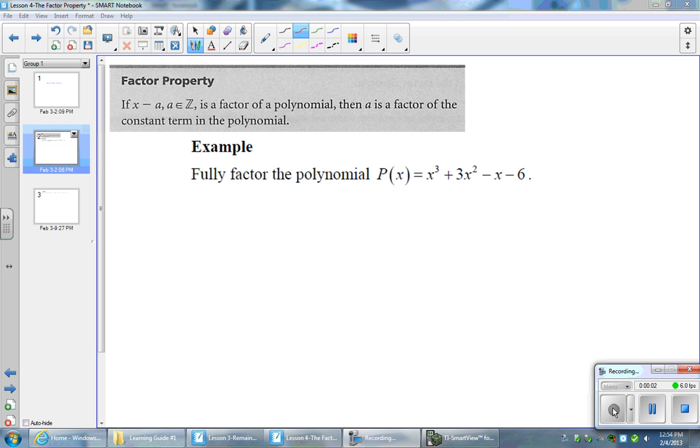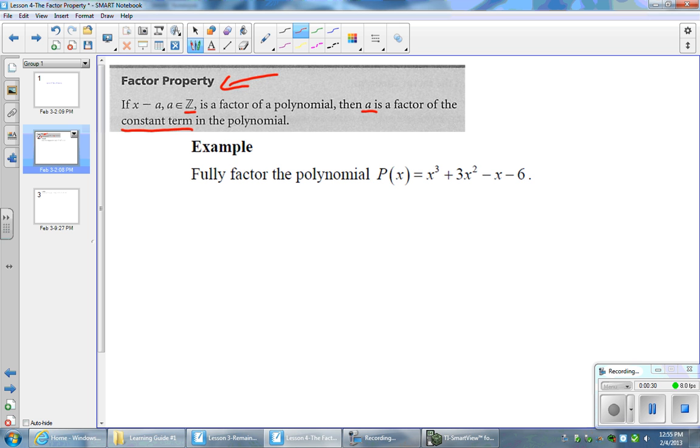In this example, I'm going to teach you how to factor a high-degree polynomial using the factor theorem and the factor property. So let's define the factor property first. It states that if x minus a, where a is a member of the integers, is a factor of a polynomial, then a is a factor of the constant term in the polynomial. So right now, yes, it's a lot of words. So let's actually go right into it and apply it.